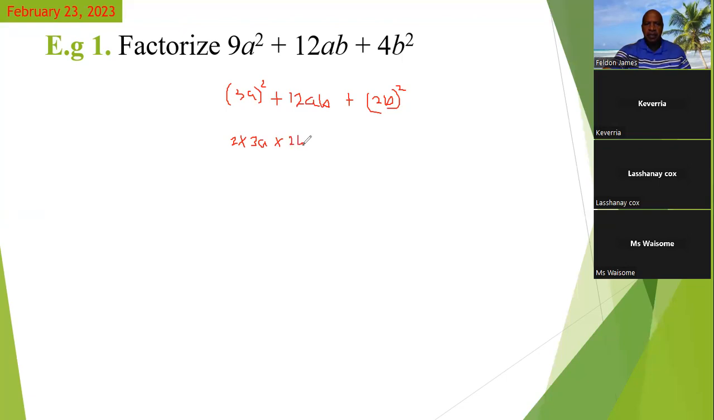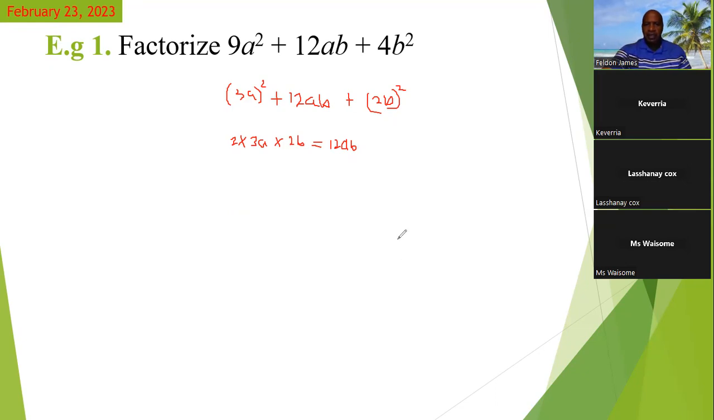Then multiplying this out, we'll get 12AB. Now, this is what we check to see if it corresponds with the middle term. Once it corresponds with the middle term, that's what we need to confirm that we have a perfect square. So when we multiply the base of the first and the base of the last, and times it by 2, we get 12AB, which is the same thing we have in the middle. And so we can say for sure now that we do have a perfect square.